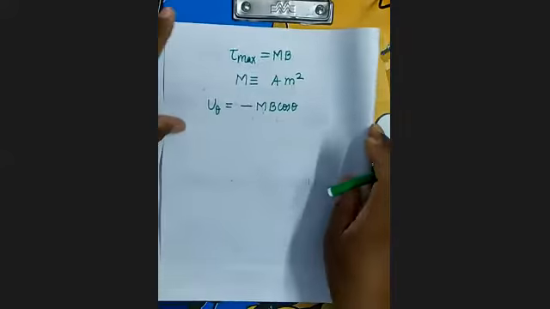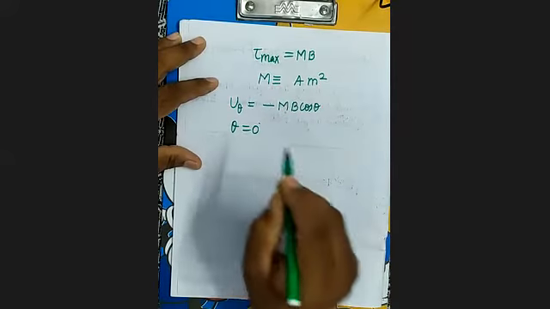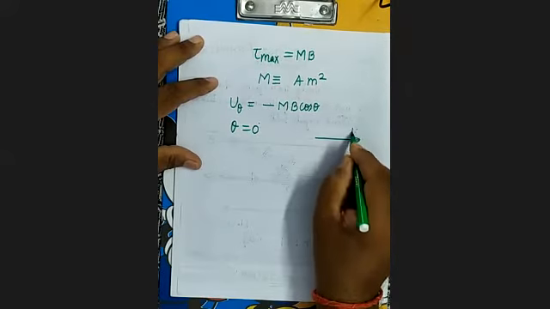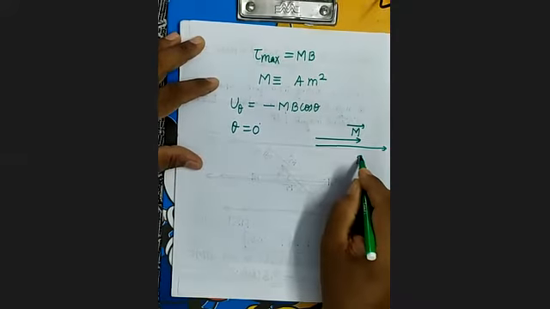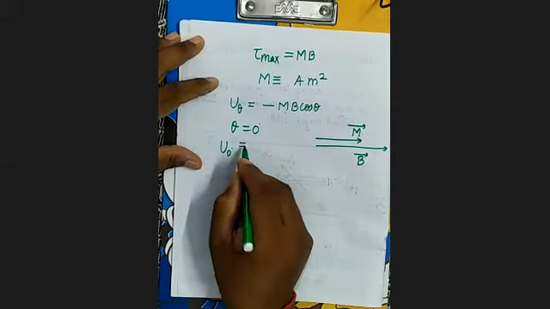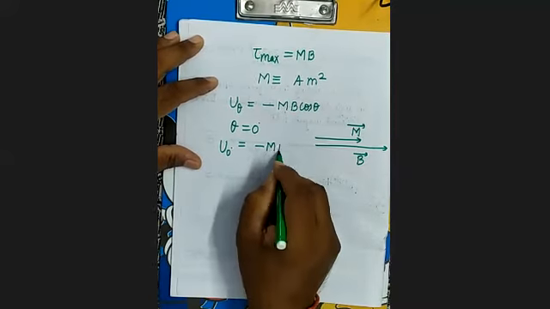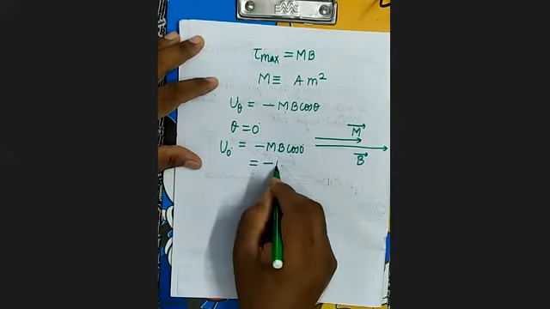When theta equals 0 degree, means when vector M and vector B both are parallel, in that case, what will be U at 0 degree? It will be minus MB cos 0 degree, that is equal to minus MB.